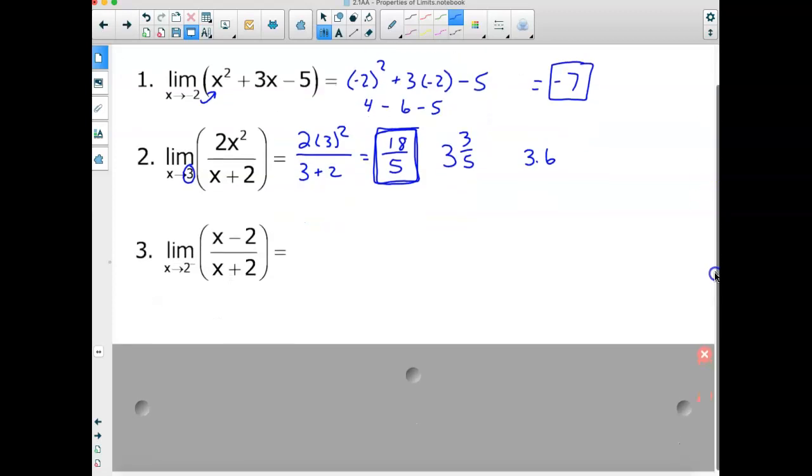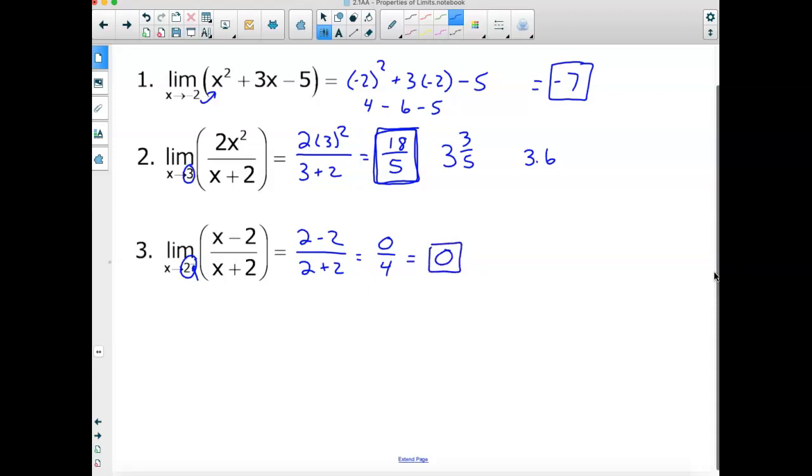Okay, how's about here? As I approach 2 from the right, or from the left, I don't even need to worry about that for the time being. The only time I need to worry about that is if I get a 0 over 0. Well, I'm plugging in 2 minus 2 over 2 plus 2 equals 0 over 4. Whoa, what is a 0 divided by a number? That's right. It's 0. Okay? Is there any more underneath there? There's not.